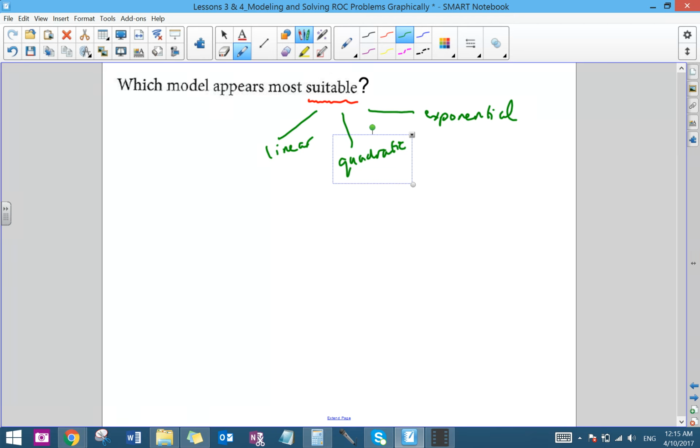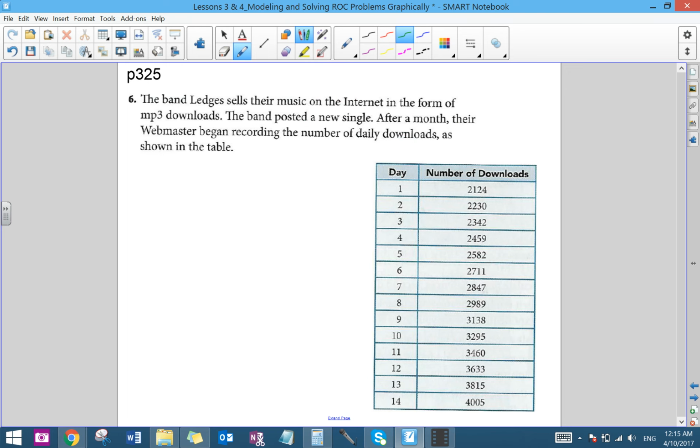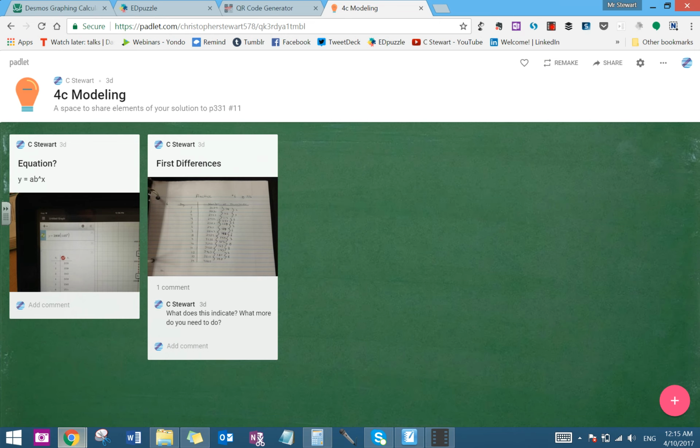So let's take a look at the data that we have in front of us. We have our t-chart, day number will be x, and the number of downloads will be y. We need to figure out what model is going to work for this. You can do it two ways. One, you could go right to the tech. So we can go right into Desmos. Let me grab that for you.